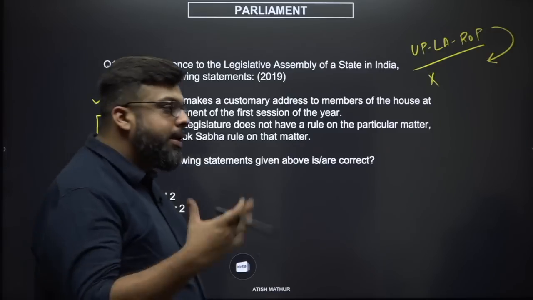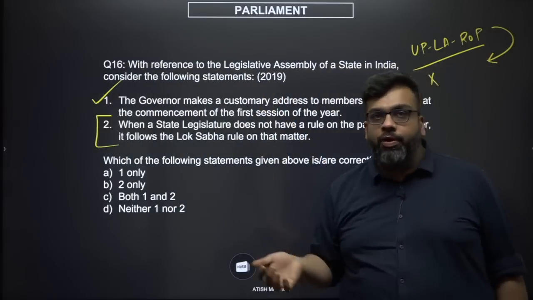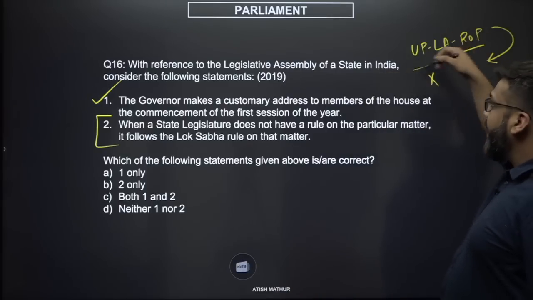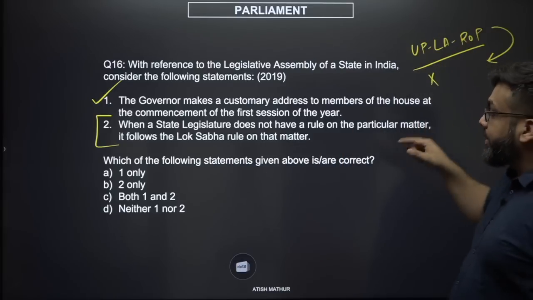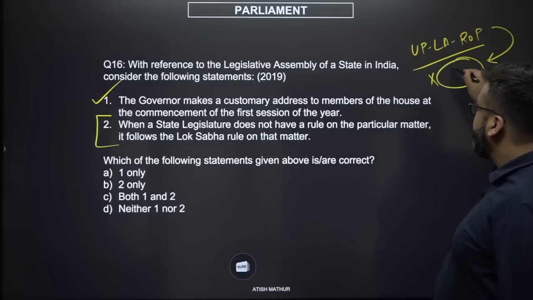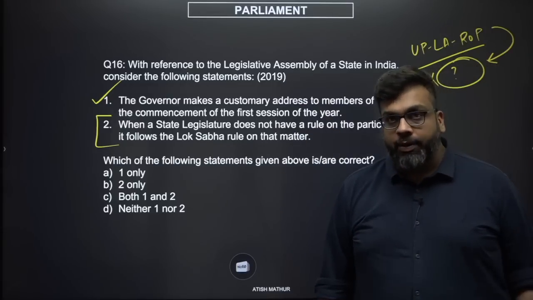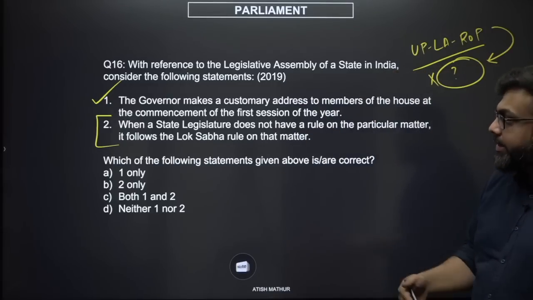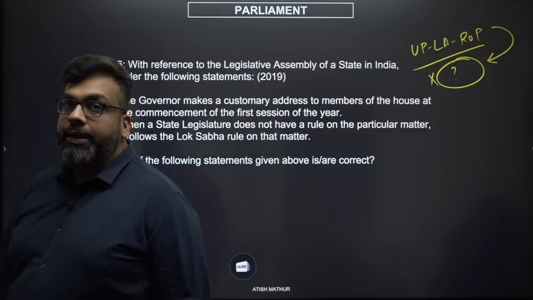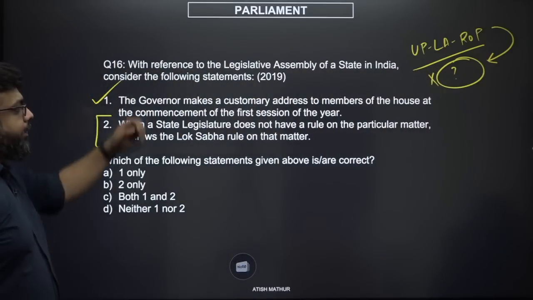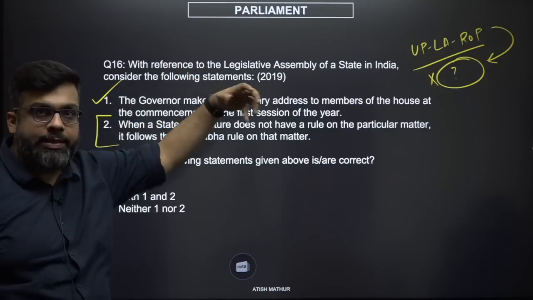Now, this could mean that if it wants to, it can choose not to, or it can make its own rule of procedure. You have absolute freedom to make your own rules of procedure, but you haven't. Which means if you haven't made a rule of procedure, this seems to be vacant. Then do you follow a Lok Sabha rule on that matter? The answer is yes, you do follow a Lok Sabha rule on that matter as a matter of fact, because of the center being stronger than the states.